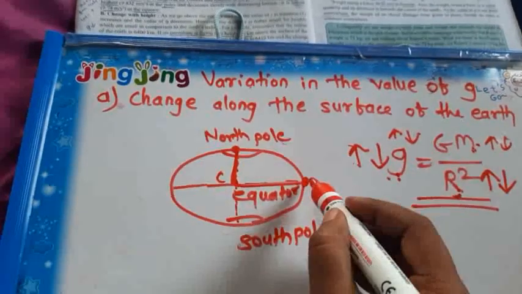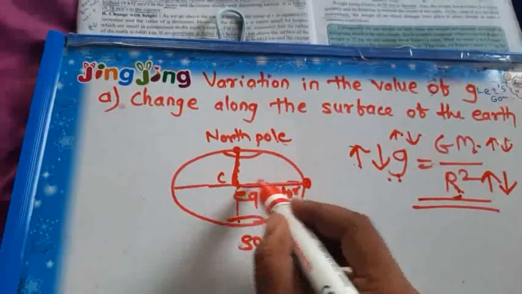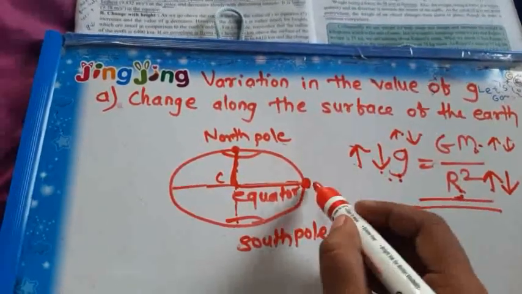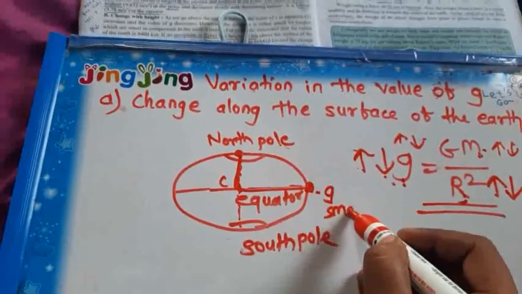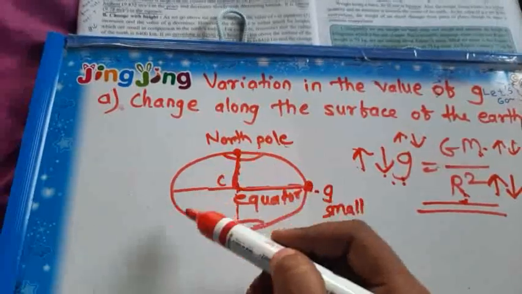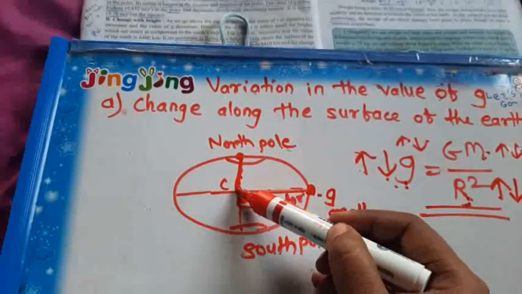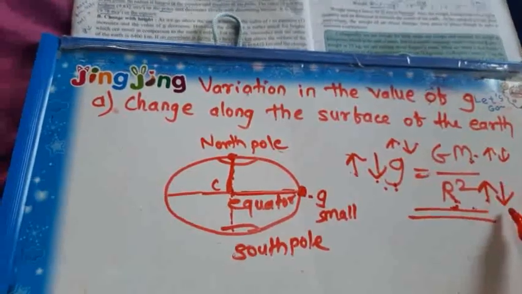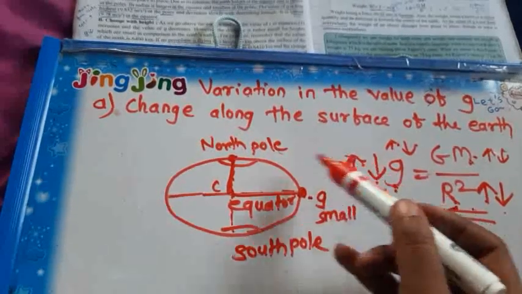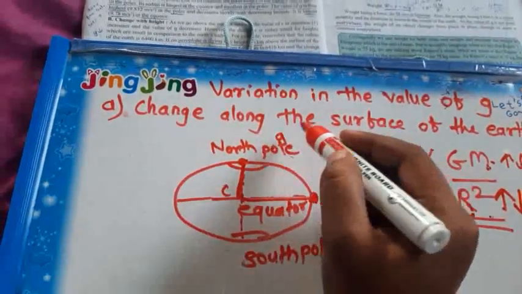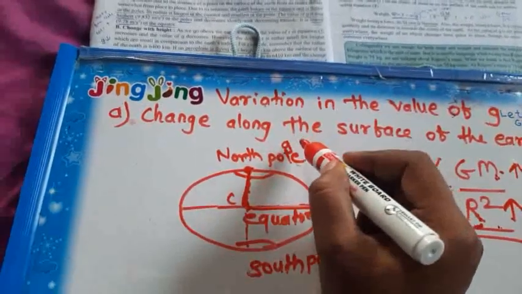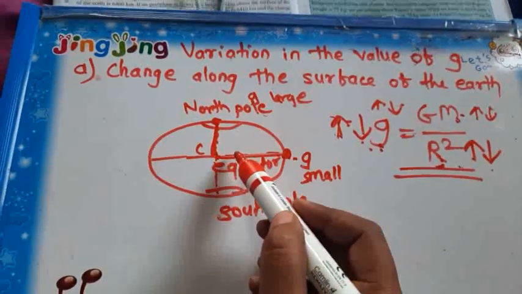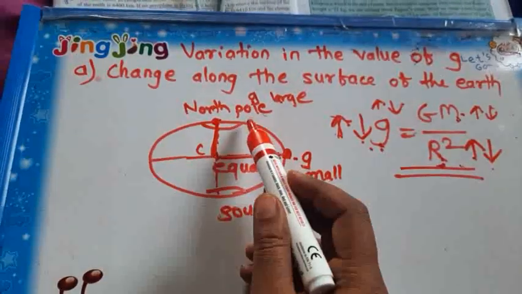So what will happen if the object is on the equator? That is, the distance from the center is increased. As distance increases, gravity will decrease. So here acceleration due to gravity has a small value, and on both the poles, as the distance of the object from the center is smaller, what will happen according to this relation? If distance decreases, acceleration due to gravity increases. So on both the poles, acceleration due to gravity has a larger value, because the radius of earth is largest at the equator and smallest at the pole.